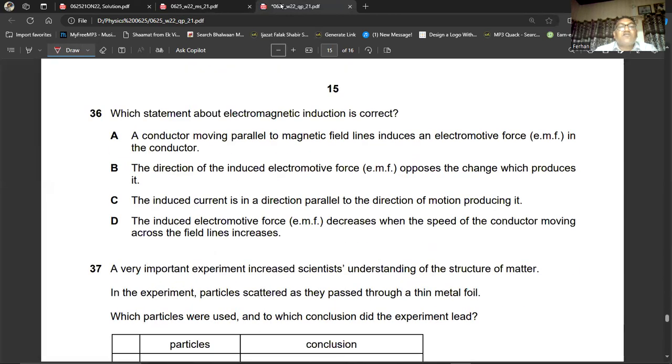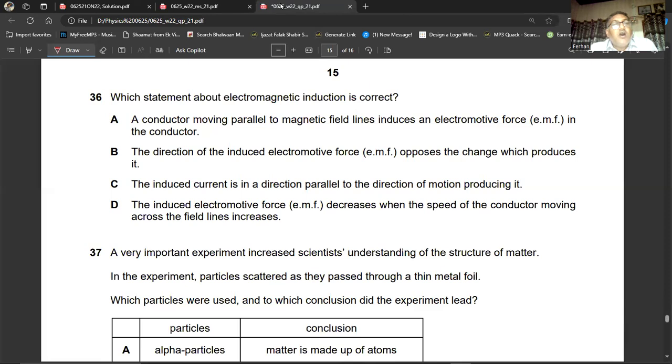Okay, so the next question is question number 36, which is on your screen. Which statement about electromagnetic induction is correct? A: A conductor moving parallel to the magnetic field lines induces an electromotive force in the conductor. When you move parallel to the magnetic field, no EMF is induced. You have to cut the magnetic field lines. B: The direction of the induced EMF opposes the change which produces it. This is Lenz's law statement, and this is the right statement, sir. This is Lenz's law about electromagnetic induction.